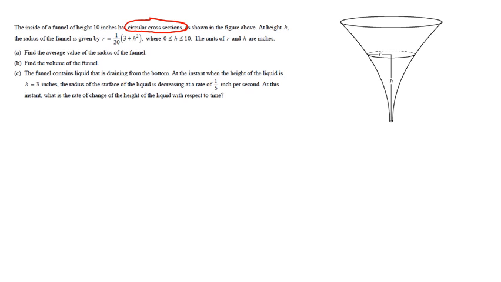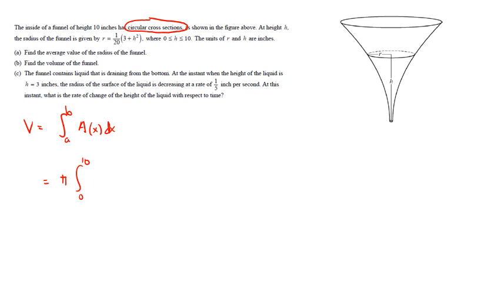sections. Okay, and I know that the integral from A to B of the area of a cross section is going to give me the volume. Okay, so the volume of this funnel is going to be the integral from A to B of A of x dx. Okay, well in this case, we're going to need pi because the cross section is a circle. So pi integral from 0 to 10.